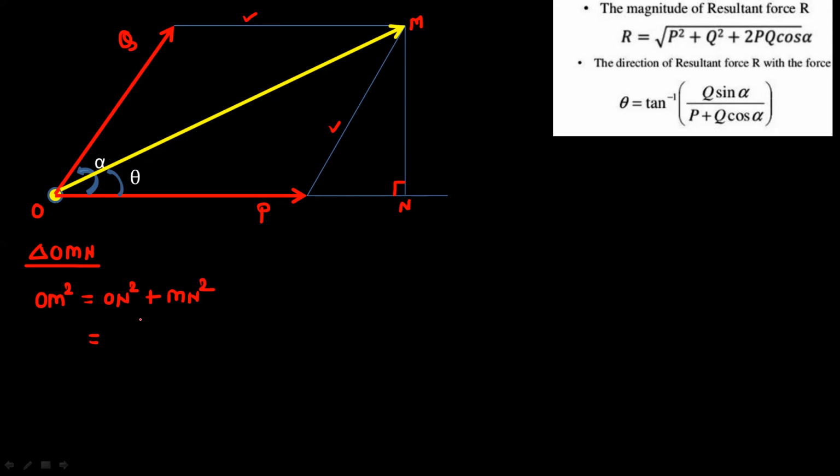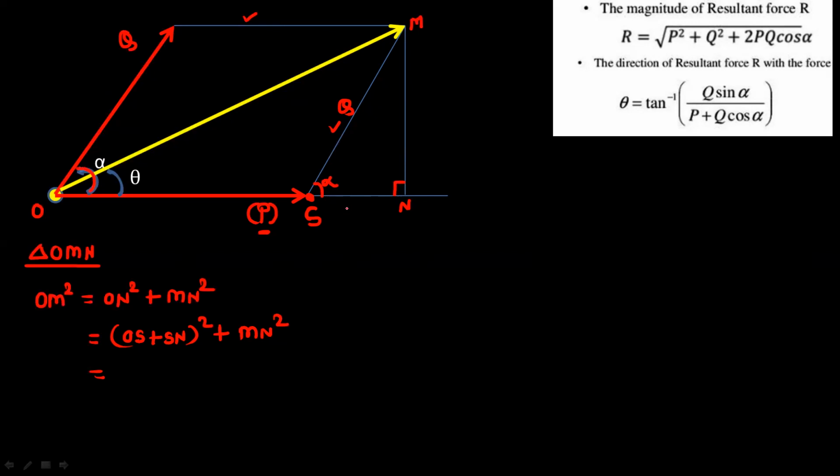Now ON, this side, is nothing but OP plus PN, or we will take this point, let us take this. P is the force. I will take this as point S. So it is OS plus SN, whole square, plus MN square. Here OS is nothing but the force P. And what is SN? We can determine SN. This SM is nothing but force Q, because this line and this line are both parallel. So this angle at SN is the same as alpha.